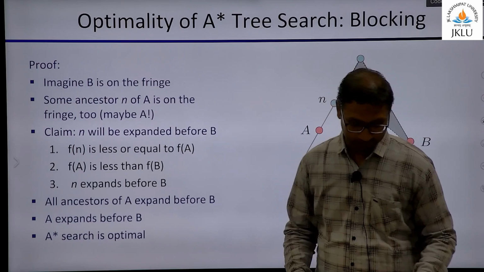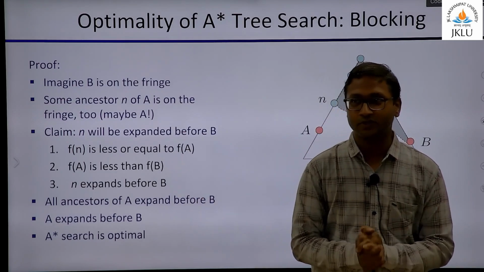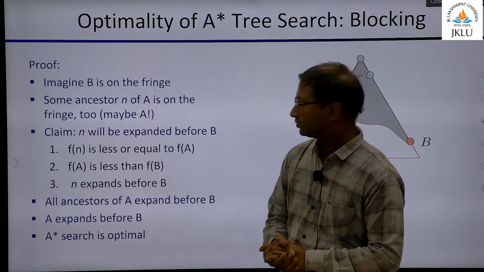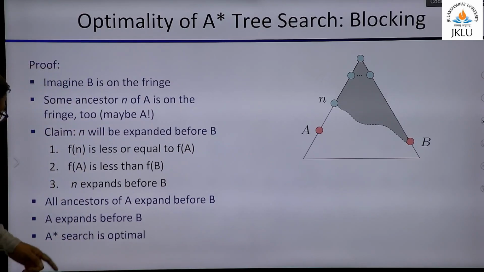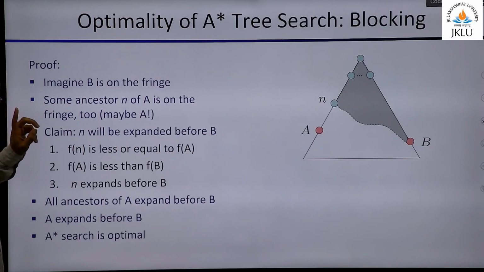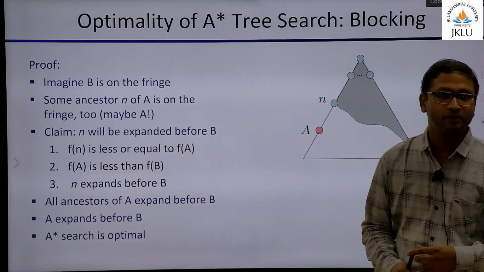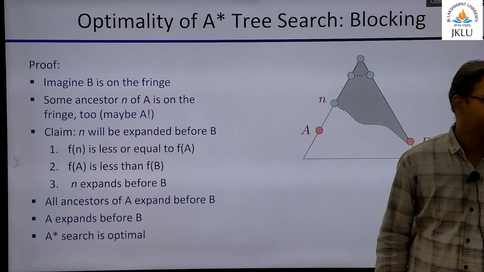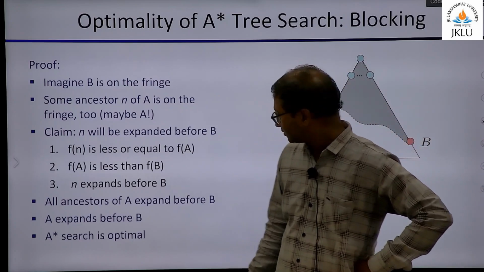Questions on this? At least 60% of the class is not with me. At least 60%. So it's okay to ask anything. Questions here? If anyone has a question, where is the question? Everybody is okay with this? All ancestors of A expand before B? Since nobody asked the question here, all ancestors of A expand before B. Why is it okay, tell me? I didn't understand.